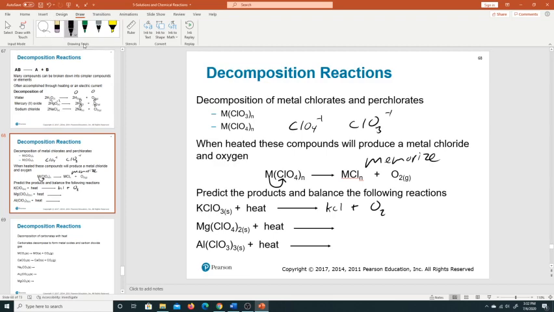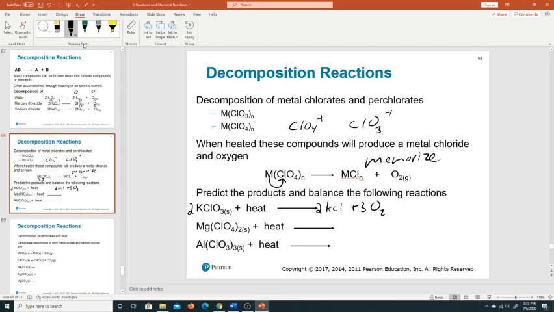When you balance this, we have 3 O's on the left, 2 O's on the right. The lowest common multiple of 2 and 3 is 6. Therefore, I put a 2 in front of KClO3, a 2 in front of KCl, and we need a 3 in front of O2. 3 times 2 is 6 O's, 2 times 3 is 6 O's, 2 KCl's, 2 KCl's.